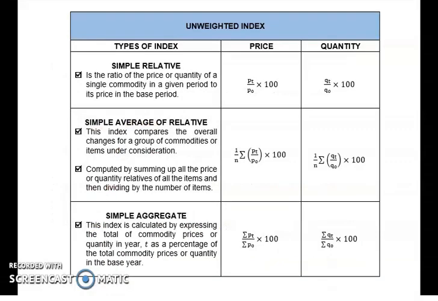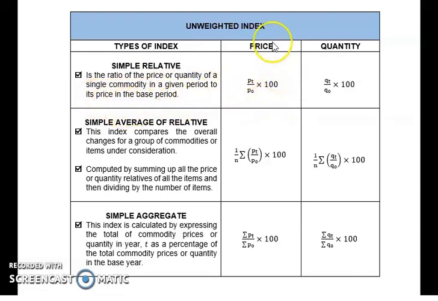Okay, so for your syllabus, we will learn how to calculate both the price index and the quantity index. Here under the unweighted index, we have simple relative index, simple average of relative index, and simple aggregate. Later on we will look at them one by one in detail. Now look at what a simple relative is. It is the ratio of the price or quantity of a single commodity in a given period to its price or quantity in the base period.